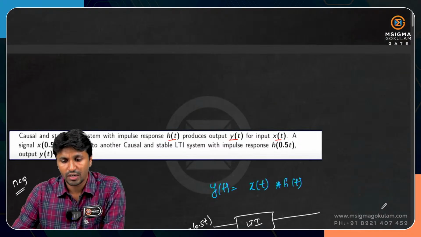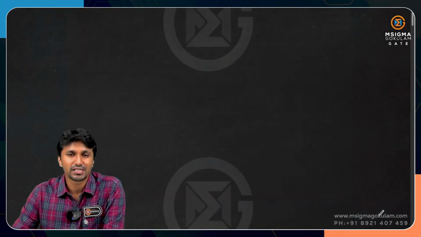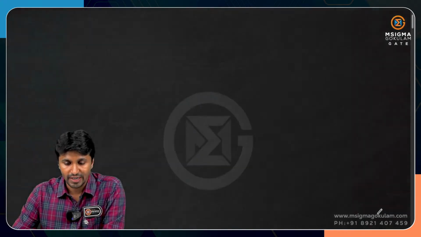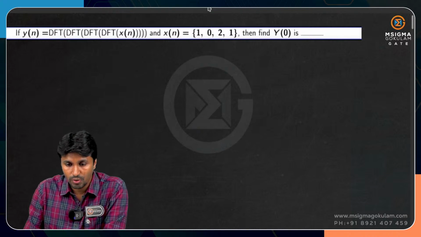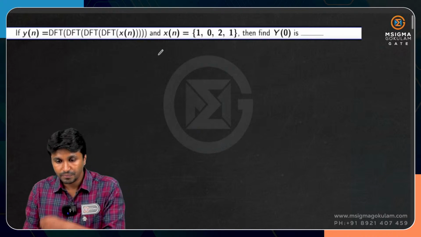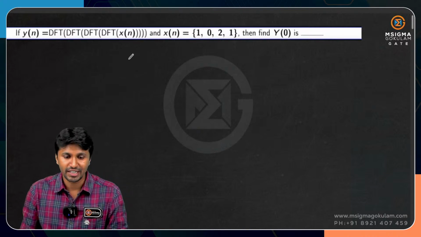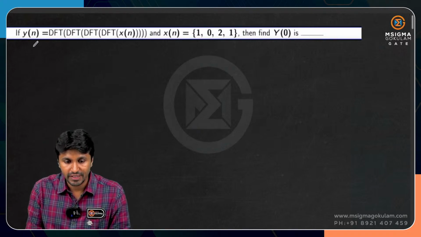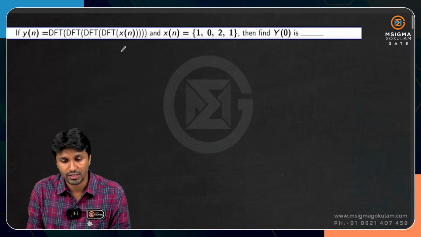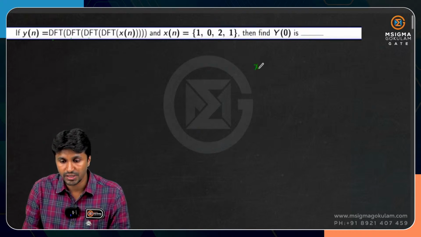Okay, so you can clearly see the questions from signals and systems are also very simple, right? So look at the next question. This is a tricky question, so look at this one. Most of them have solved this incorrectly, so listen to this question very carefully. He has given that y of t is equal to DFT of DFT of DFT of DFT of x of n, okay, and a sequence is also given to you.